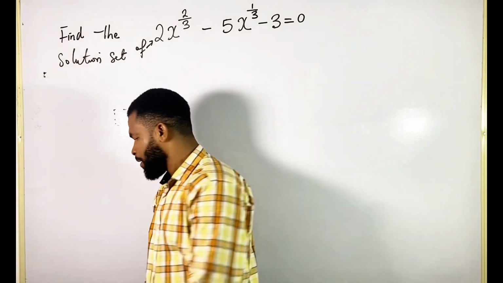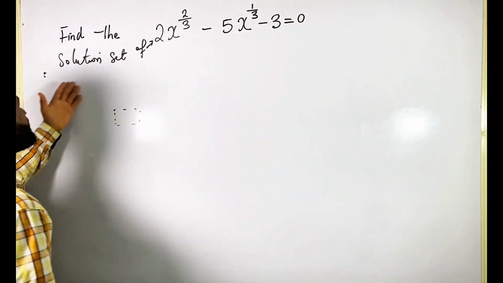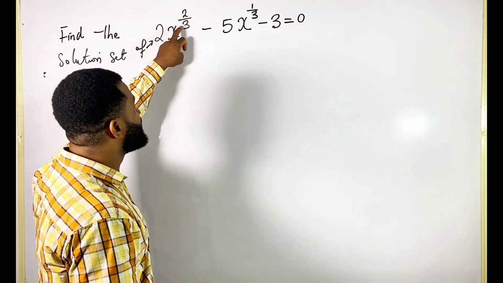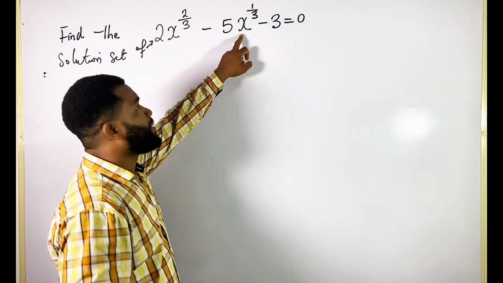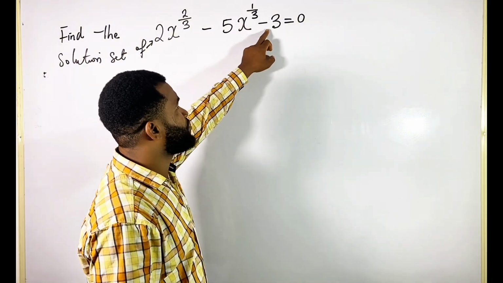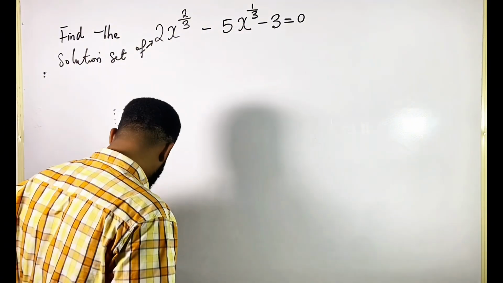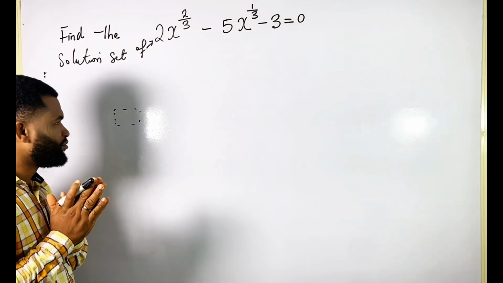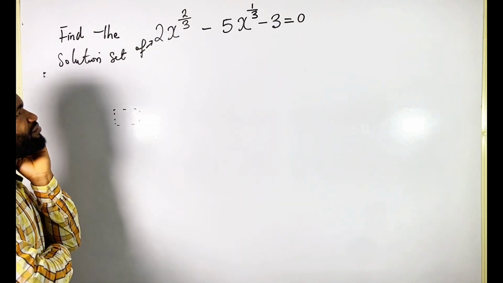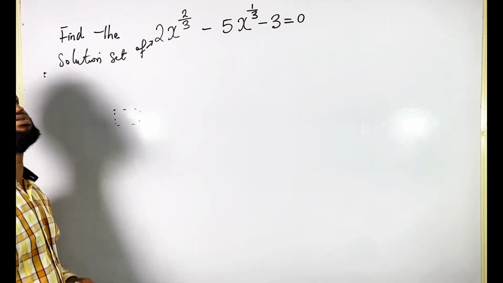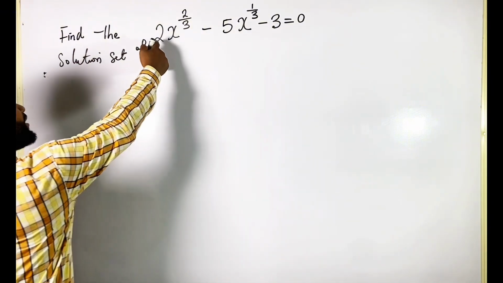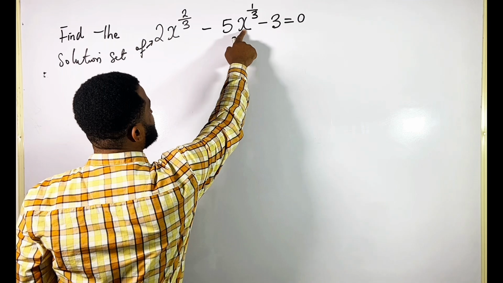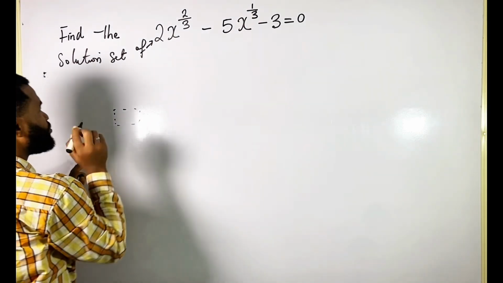Okay, we have this: find the solution set of 2x raised to power 2 over 3 minus 5x to the power 1 over 3 minus 3 equal to 0. So we have this problem. I'm going to use the substitution method because inside this expression, I am seeing x raised to power 1 over 3.